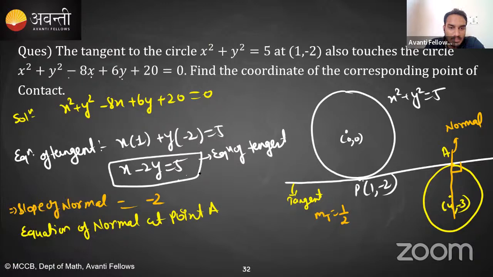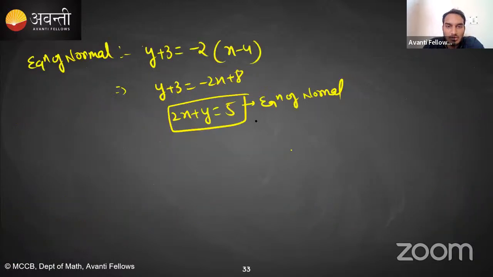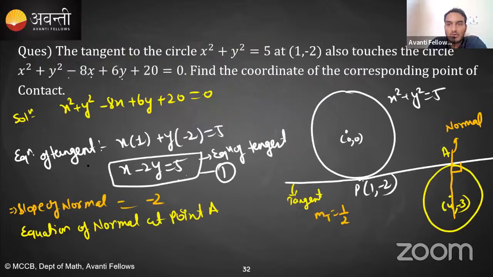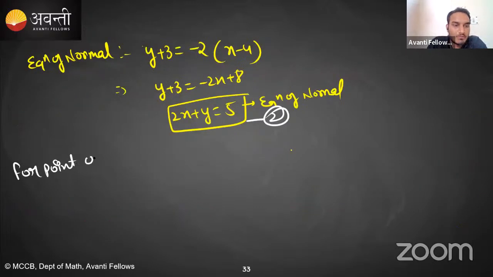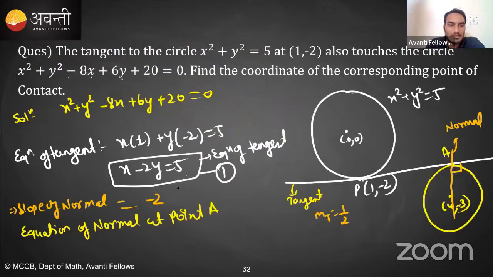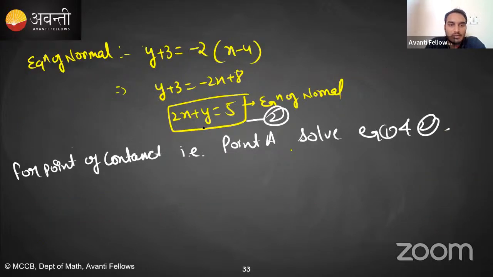Okay. Let's call the equation of tangent equation 1, and let's call the equation of normal equation 2. Now for point A, the point of contact, solve equation 1 and 2. That's all. What is equation 1? x minus 2y equal to 5. What is equation 2? 2x plus y equal to 5.